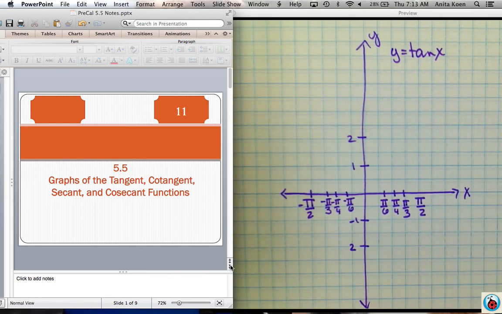Hi guys, today we're going to talk about the graphs of the tangent, cotangent, secant, and cosecant functions. This is log page 11 in your book.